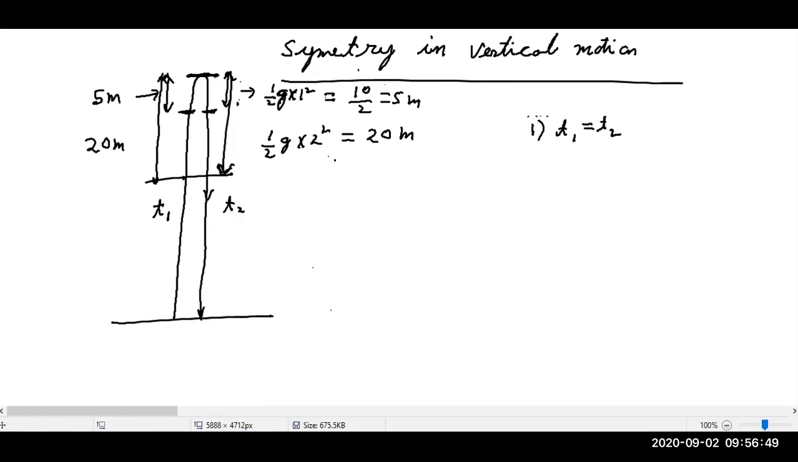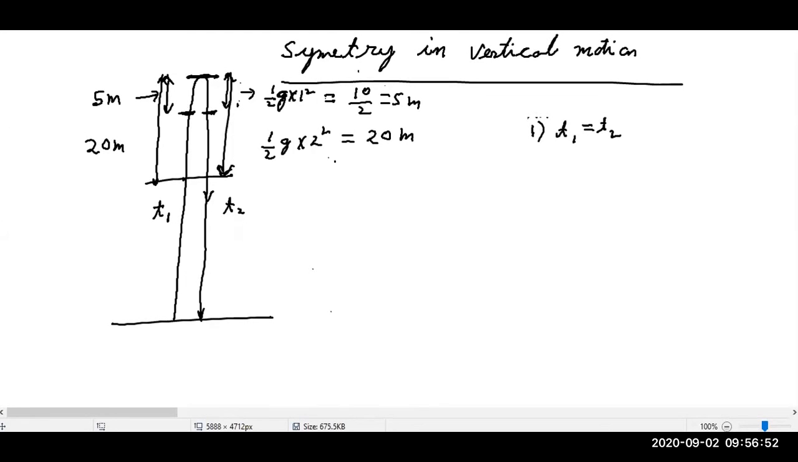So the path is symmetrical on two sides. On one side it is 5 meters after the highest point, and 1 second before it is 5 meters. 2 seconds after the highest point and 2 seconds before the highest point, again it is 20 and 20. Similarly, 3 seconds after and 3 seconds before, you can write 45 meters and 45 meters. So you can see on both sides, forward from the highest point and backward from the highest point, you have symmetrical paths.